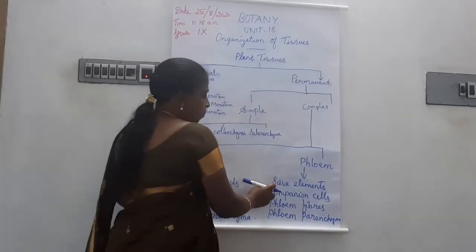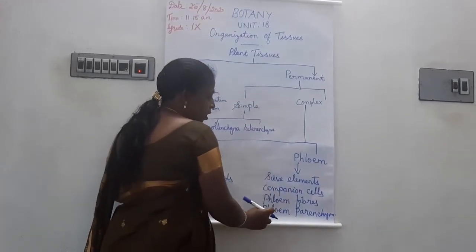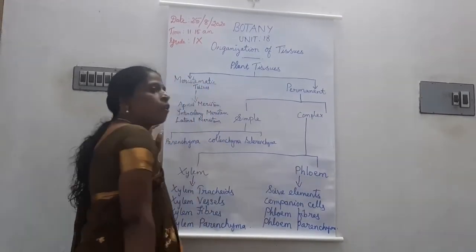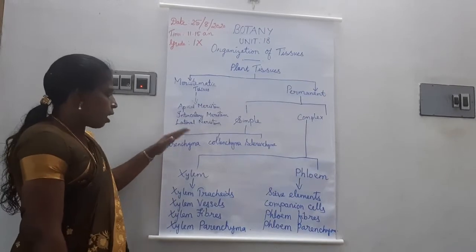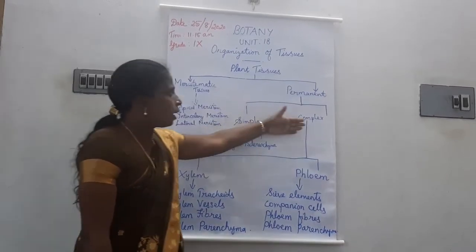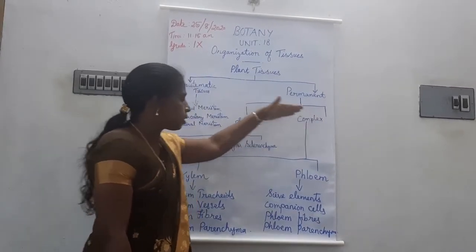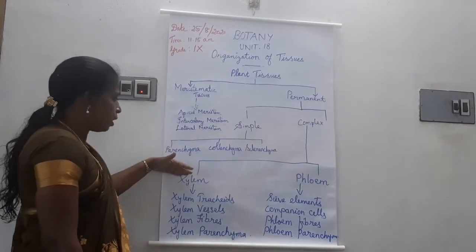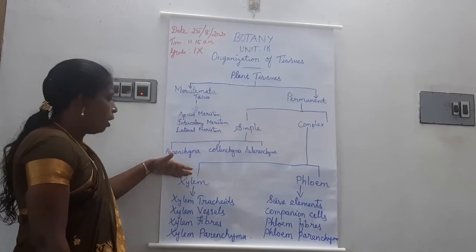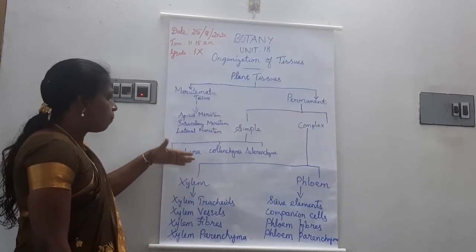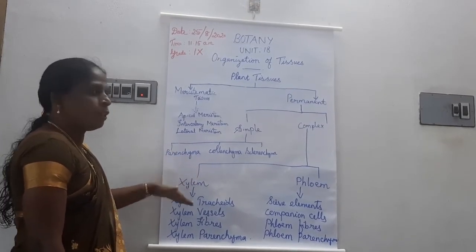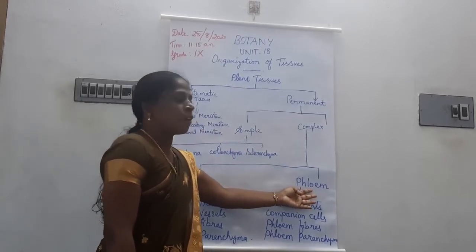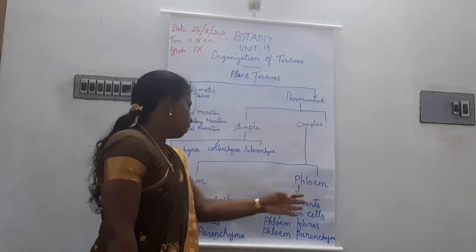So the sieve elements, companion cells, phloem fibers and phloem parenchyma are the 4 tissues present in the phloem. So these are about the complex tissue. The complex tissues consist of 2 types. They are xylem and phloem. The xylem is the conductive tissue for transporting water and dissolved minerals from the root to other parts of the plant body. The phloem is helpful for the translocation of food.